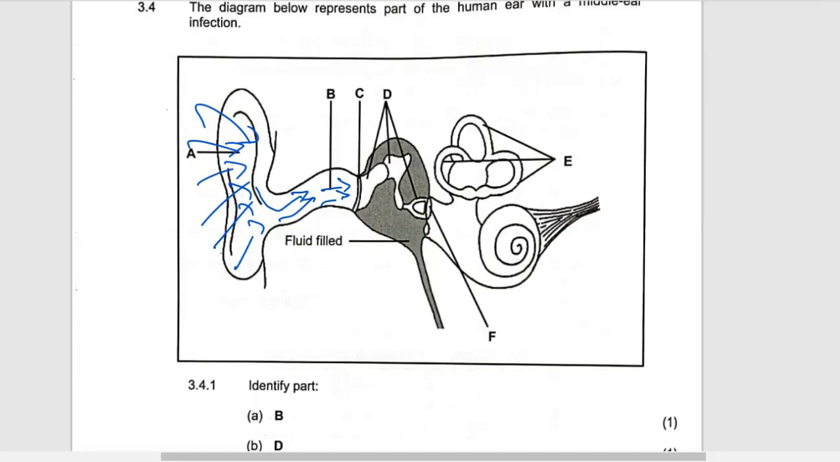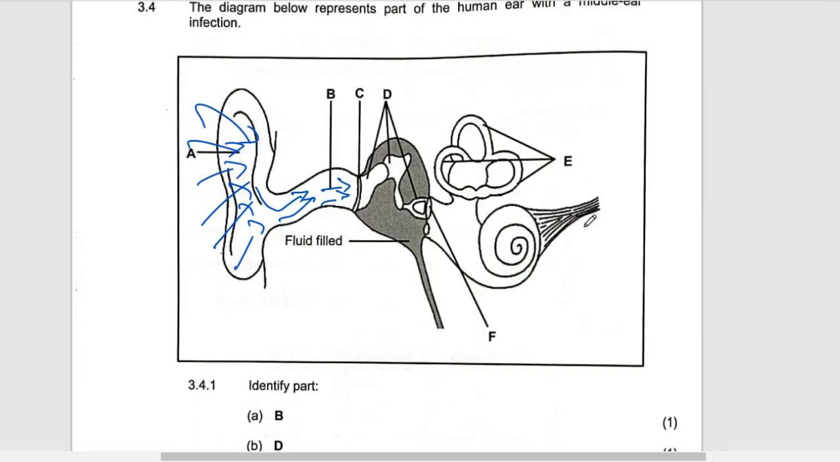Will not vibrate freely, and then this will cause the oval window not to receive enough vibration. Because this one is not vibrating freely, the oval window will not receive enough vibration, and then there will be no pressure built inside the cochlea. And then what happens? It means that there won't be enough impulse sent to the cerebrum for interpretation. Hence, this person will become deaf or have hearing loss.